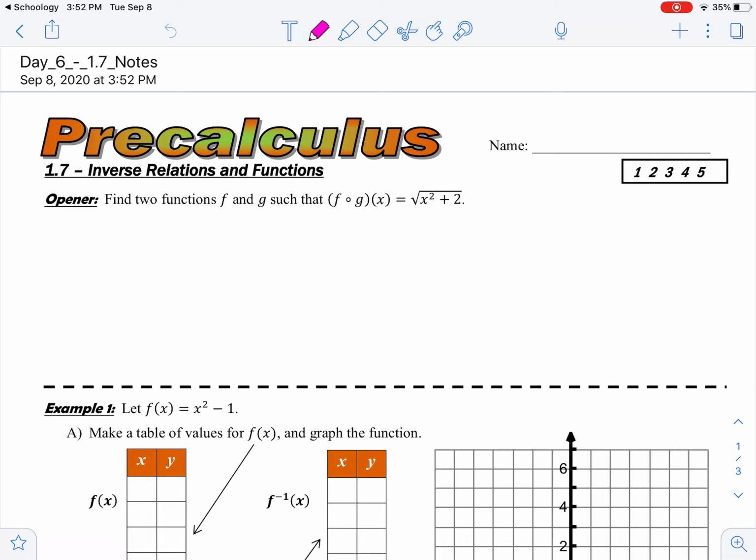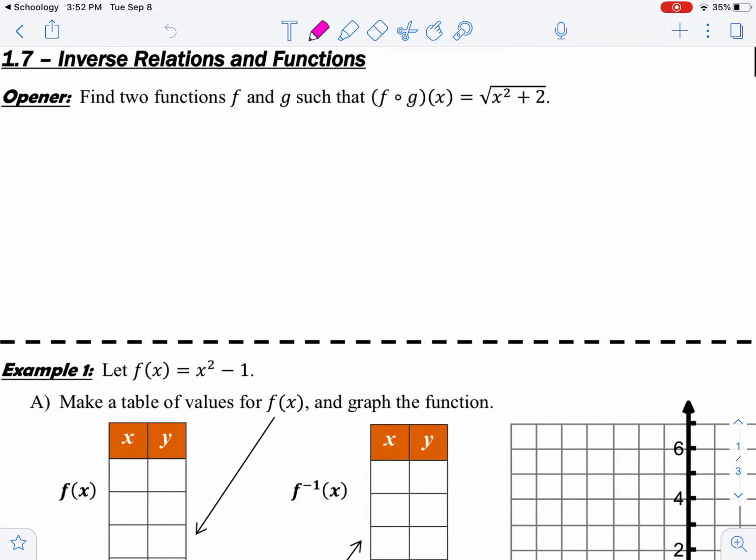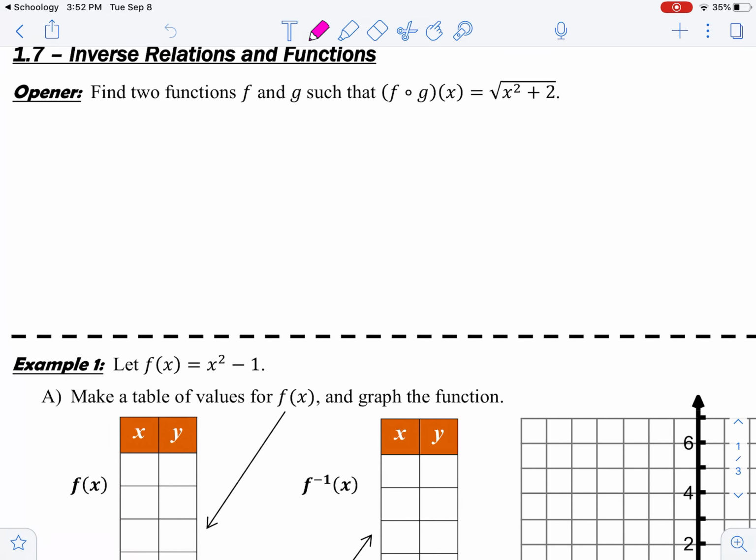So today we're talking about section 1.7, which is inverse relations and functions. You already learned how to find inverses in Algebra 2 with trig, but we're going to remind you how to do it and then look at a couple different problems that you haven't seen before. So go ahead and start with the opener here.